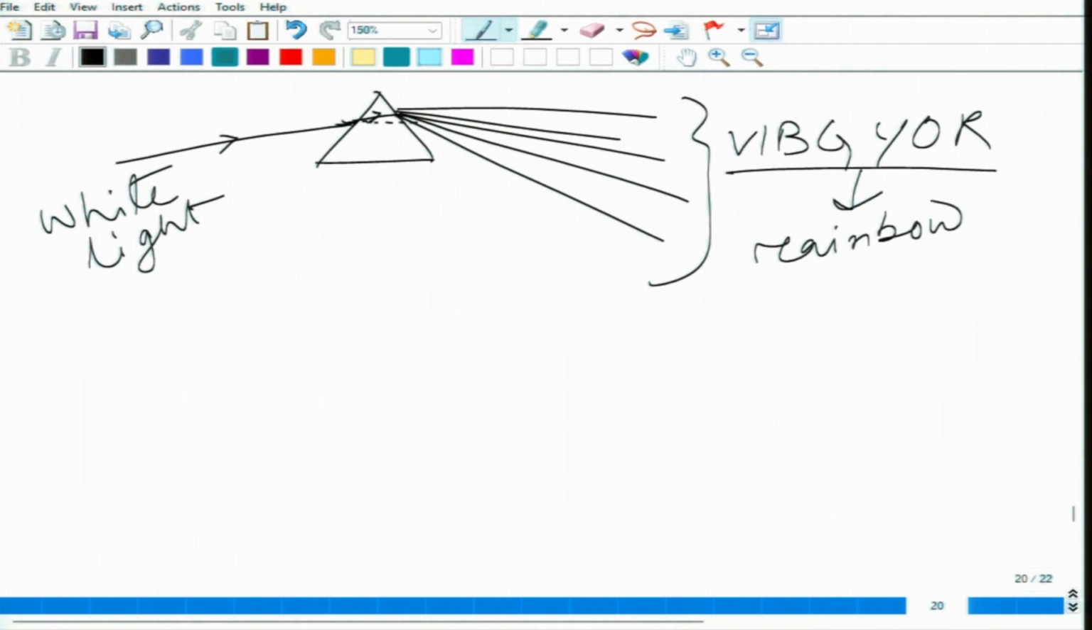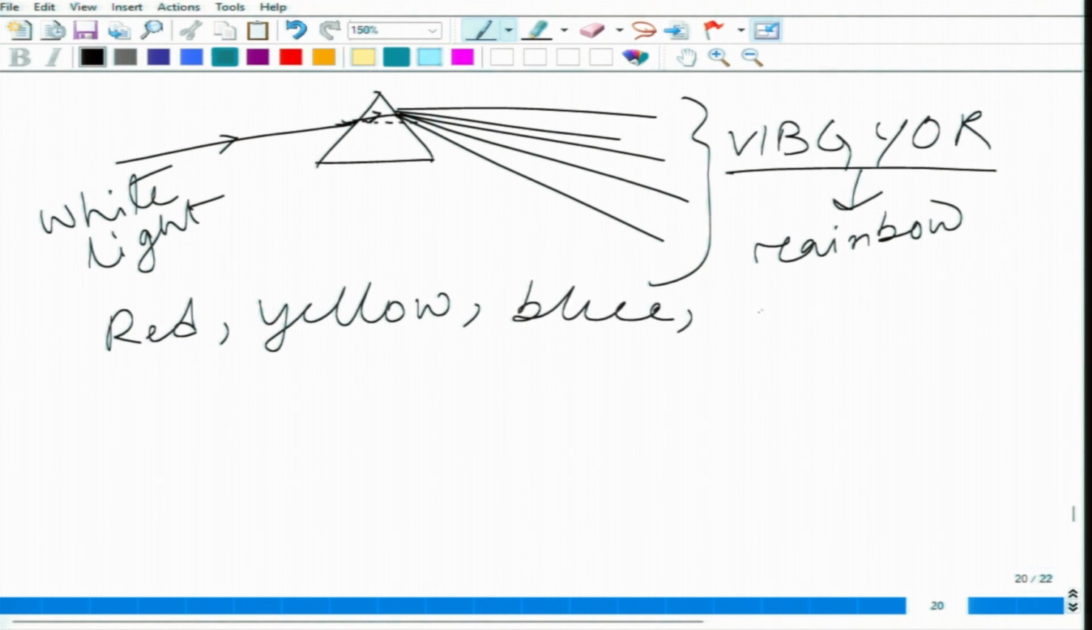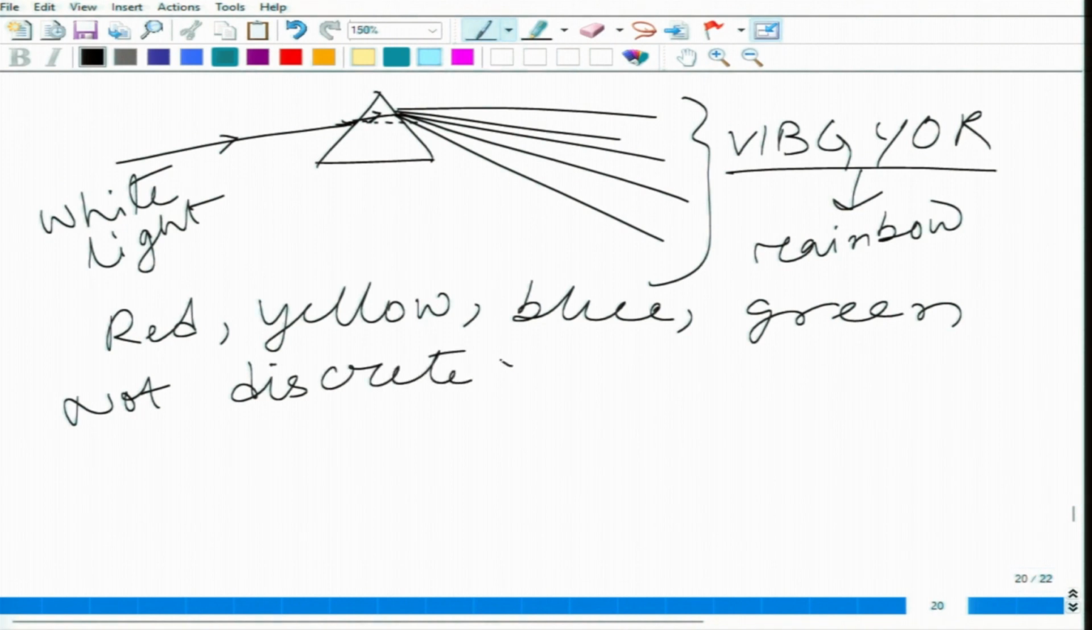Now, the interesting fact is this: these colors like red, yellow, blue, green, these colors are not discrete colors. We know in real life that we don't have just one shade of red or one shade of yellow. We have various shades of yellow. Like this is also yellow and this is also yellow, right? This is green and this is also green.